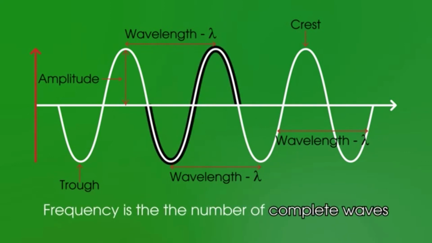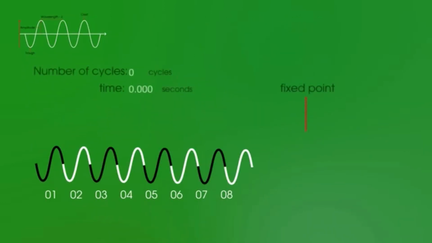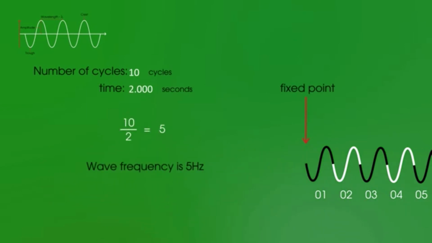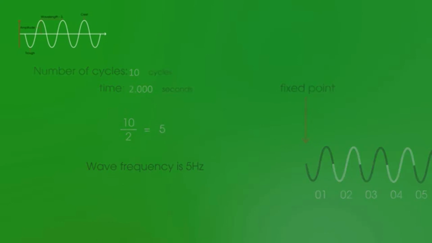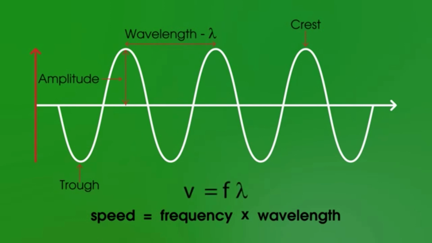Finally, frequency, which is the number of complete waves to pass a point every second, and it's given the unit of hertz. So an example of this would be if 10 waves pass in 2 seconds, the frequency would be 5 hertz. Using these things, we can actually now calculate the speed of a wave using the equation speed equals frequency times wavelength, or to give it in symbol form, v equals f lambda. So there's a lot to learn here, but once you've learnt these core concepts, it will give you much more confidence in the rest of the topic.